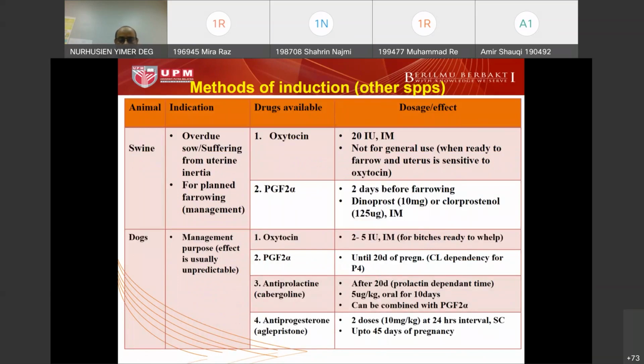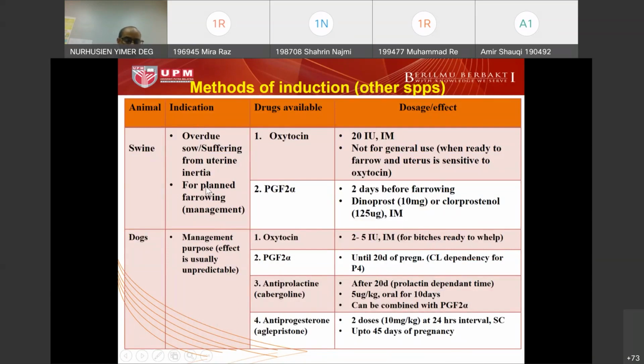In swine, similar to mares, remember, of having a similar placentation, the drug of choice is going to be oxytocin. And of course, PGF2 alpha can also be used. And the indication is overdue, meaning a prolonged gestation period.